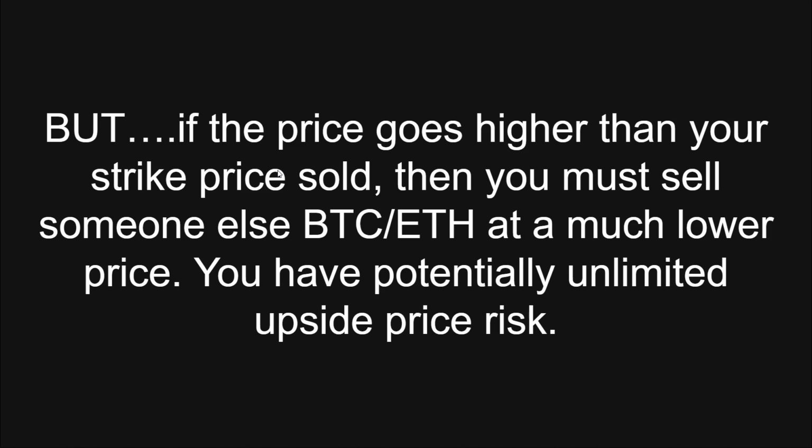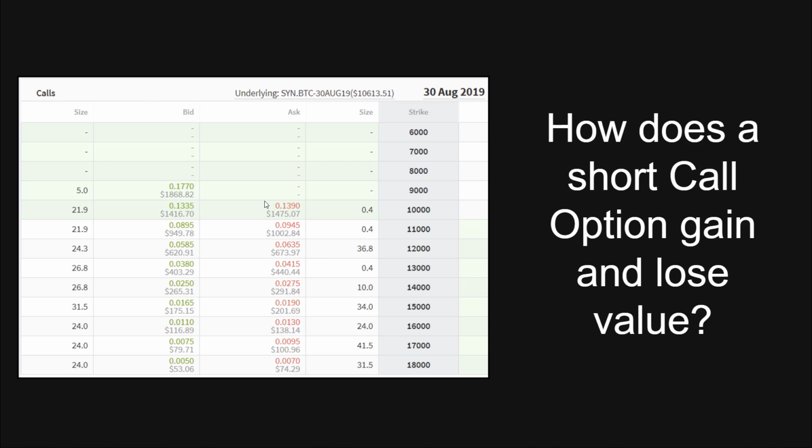But if the price goes higher than your strike price that you sold at, which was again 14,000, then you must sell someone else Bitcoin or Ethereum at that much lower price. So you may have to sell it to them at 14,000, even if the price may be up to 18,000 by then. So you have potentially unlimited upside price risk.